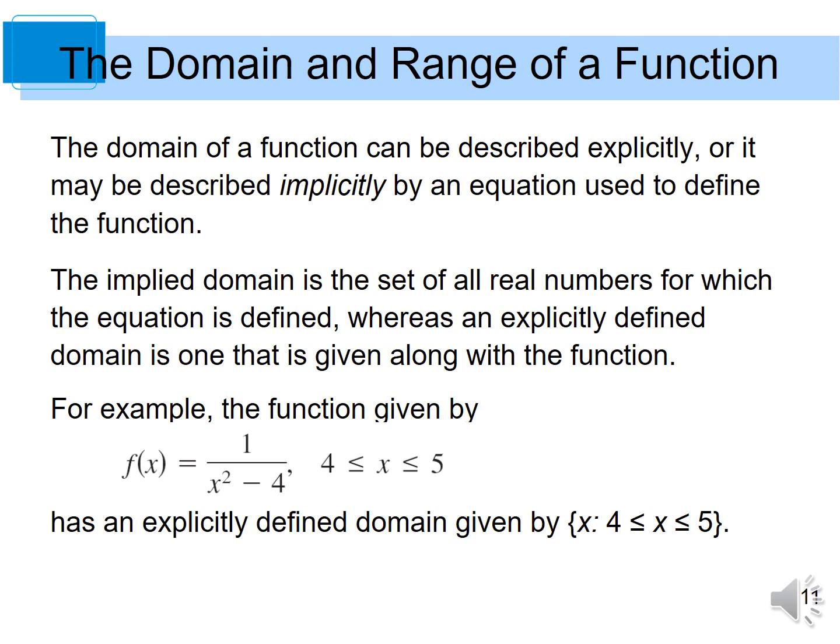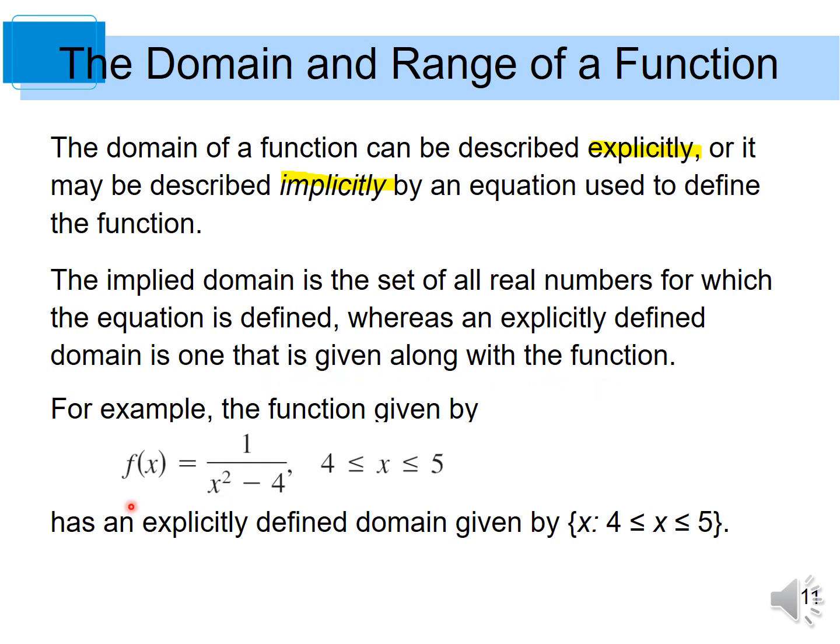The domain of a function can be described explicitly or implicitly by an equation used to define the function. The implied domain is the set of all real numbers for which the equation is defined. An explicitly defined domain is one that is given along with the function.